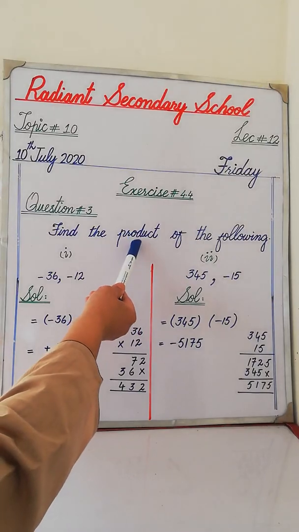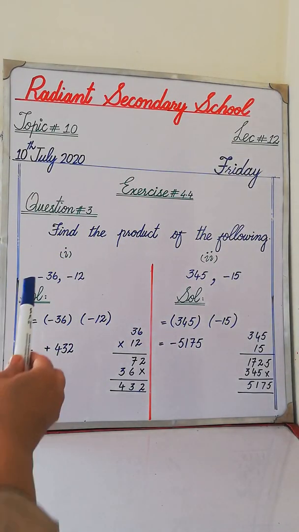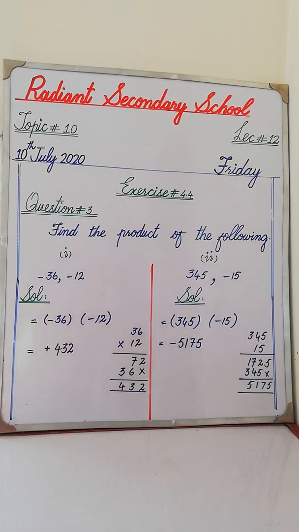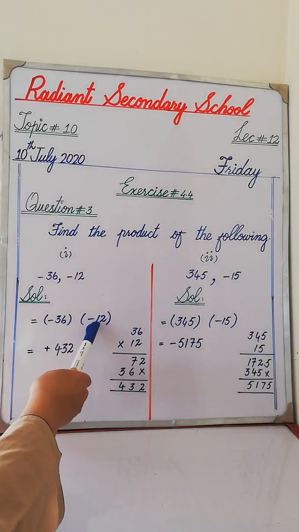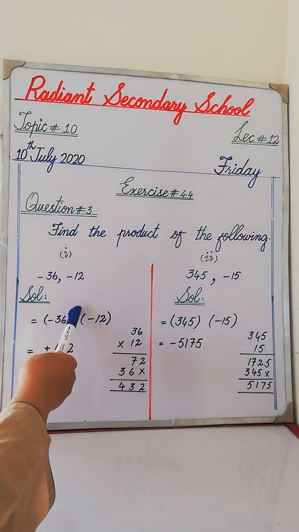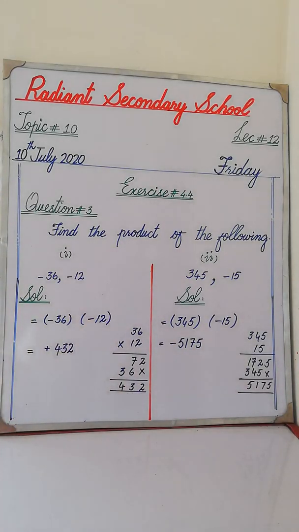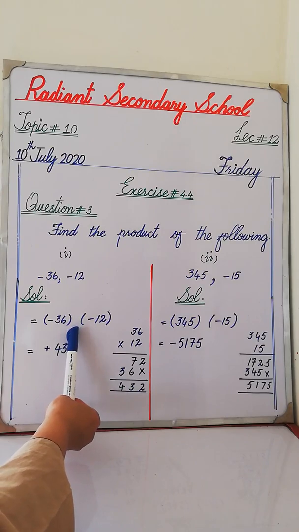Product means multiplication. In the first part you can see there are two numbers with signs. We have to multiply both numbers and also multiply both signs. In my previous lecture I already explained this in detail. In the first step I will insert brackets around both numbers to make them separate. Brackets mean we have to multiply both numbers, and we know very well that if there is no sign between brackets, then a multiply sign comes between.